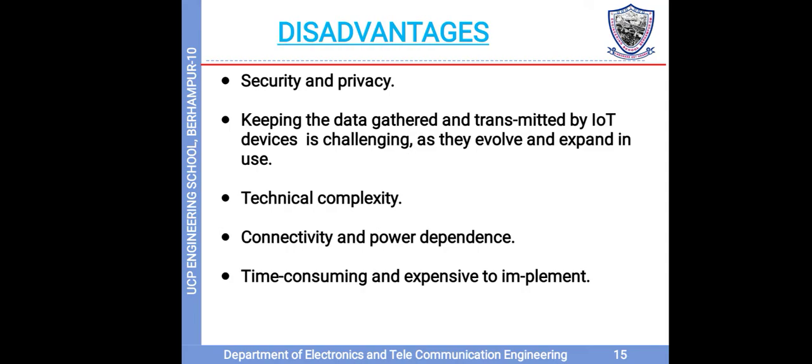Disadvantages: security and privacy. Keeping the data gathered and transmitted by IoT device secure is challenging as they evolve and expand in use. Technical complexity. Connectivity and power dependence. Time consuming and expensive to implement.